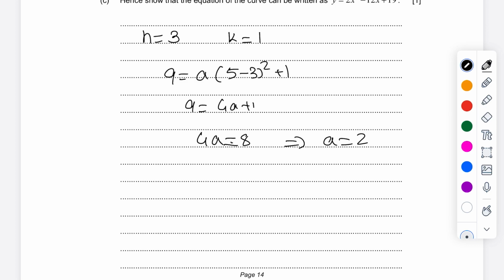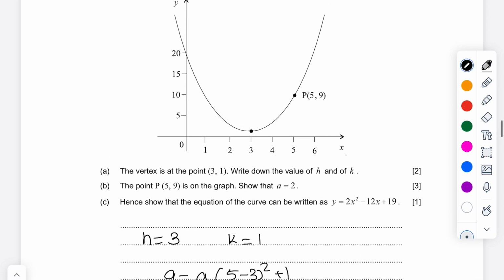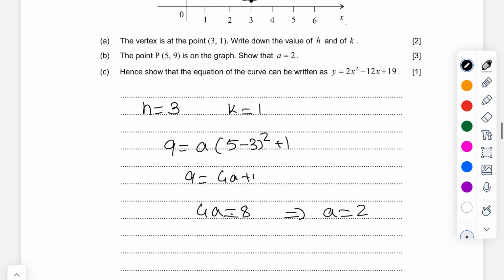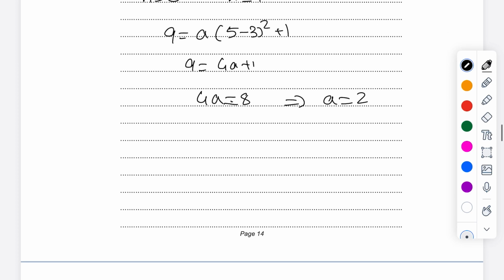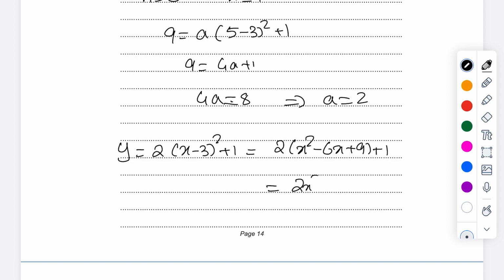Now coming to part C. In question number 22, part C, hence show that the equation of the curve is that one. So what am I going to write? y equals 2 times (x minus 3) whole square plus 1. Expand that one: 2 times (x square minus 6x plus 9) plus 1. So it becomes 2x square minus 12x plus 19.